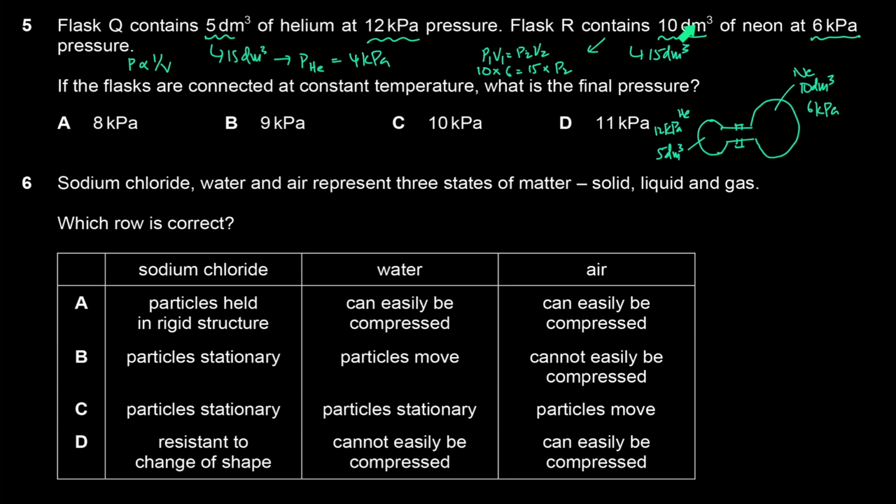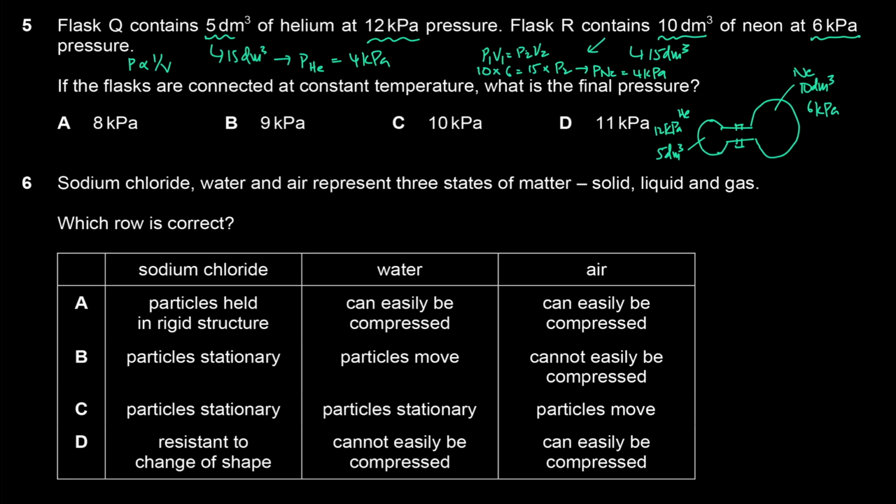You multiplied the volume by 1.5. Initially you had 10 decimeter cube, now the neon is occupying 15 decimeter cube, so 1.5 times the volume. That means 1.5 times lesser the pressure. You multiply the volume by 1.5, so you divide the pressure by 1.5. The pressure will be 10 times 6 divided by 15. So what's the partial pressure of neon then? The partial pressure of neon would also be 4 kilopascals, right?